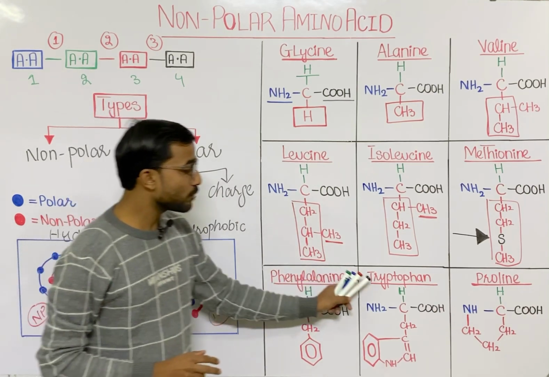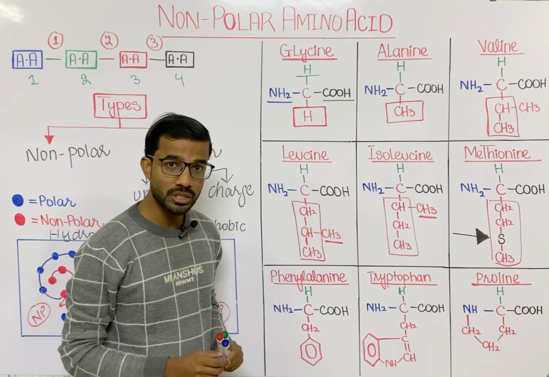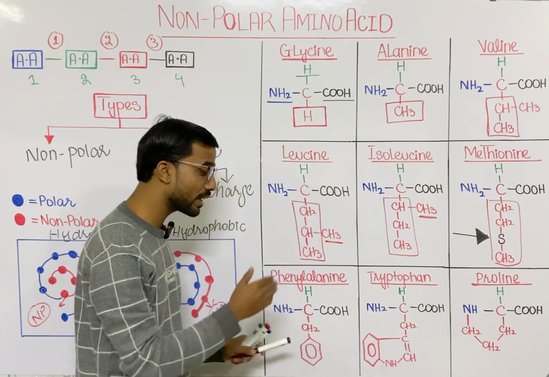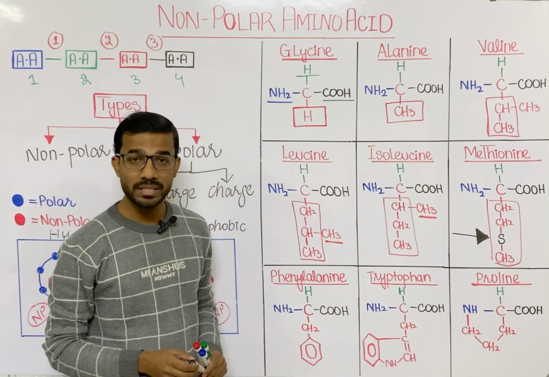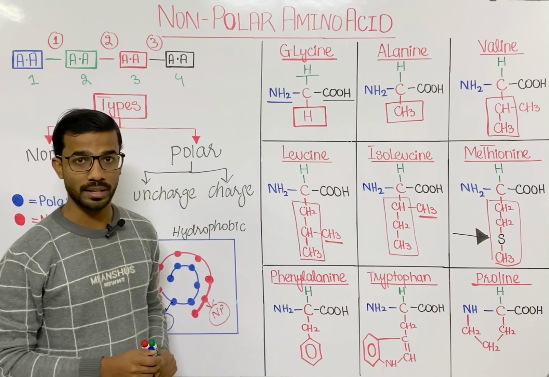In tryptophan, you will see one carbon that is attached to a ring structure, and that ring structure is further attached to a benzene ring. So that is the structure of tryptophan. Again, it is non-polar in nature.